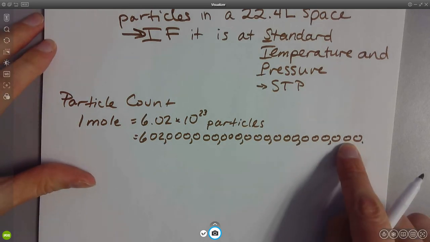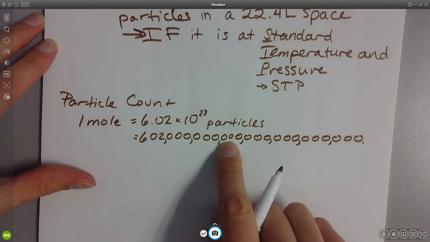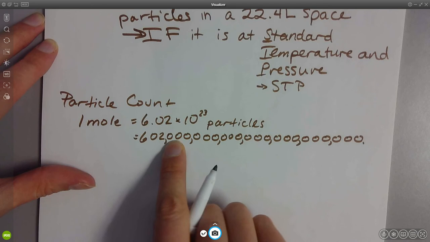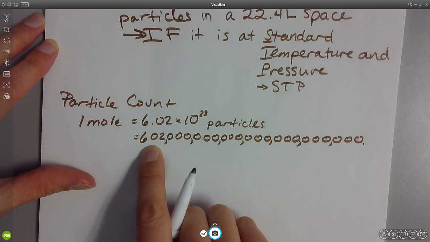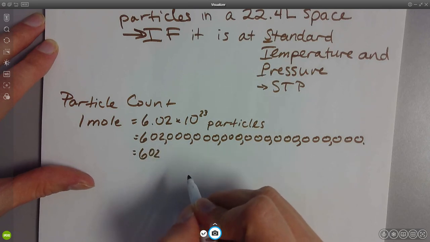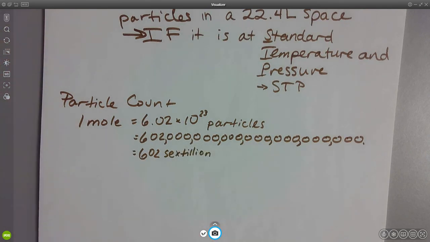So what is this? This is hundreds. Come on, you guys. Come with me here. Hundreds, thousands, millions, billions, trillions. That's where the national debt is, right? Quadrillions. What's five? Quintillions. Sextillion. All right, there you go. 602 sextillion.